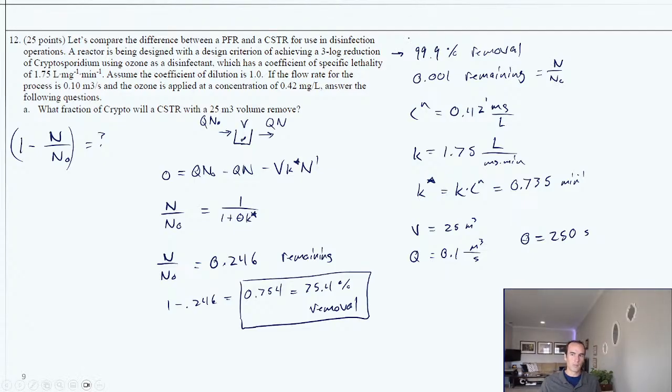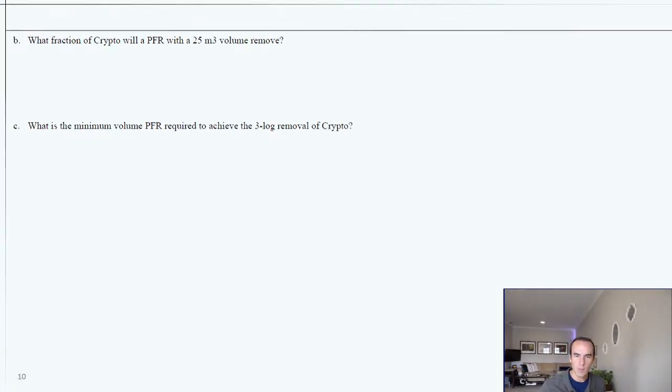So we're designing a system that achieves that, and we're testing to see how close this CSTR gets with a 25 cubic meter volume, and then how close does a plug flow reactor get? So speaking of the plug flow reactor, again, maybe it would help to draw that up. Plug flows are a bit simpler in a sense.